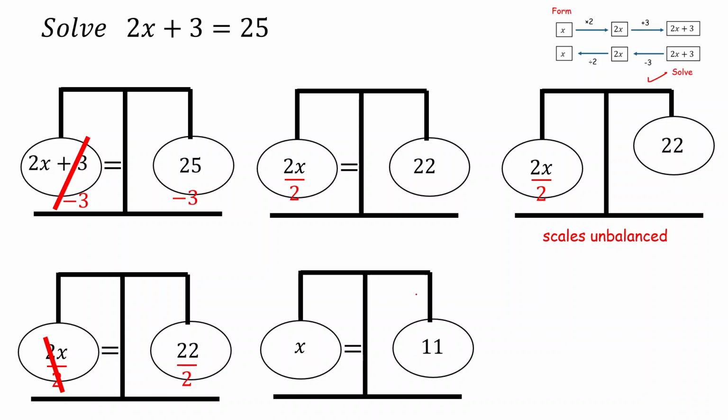We can check this. The beautiful thing with solving equations is you can always check your solutions. Right, so x is 11. We've got 2 times your x value 11, which is 22, plus 3 is 25. Superb. We've got our solution.